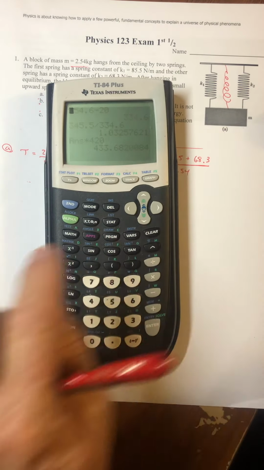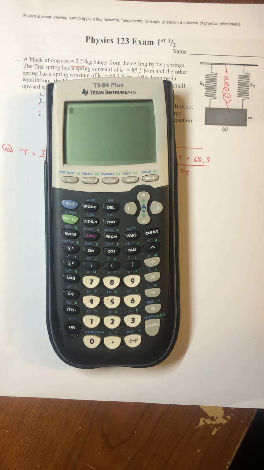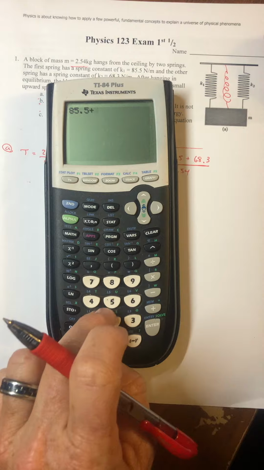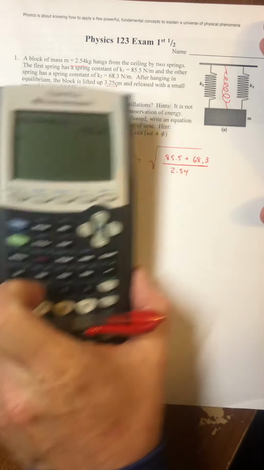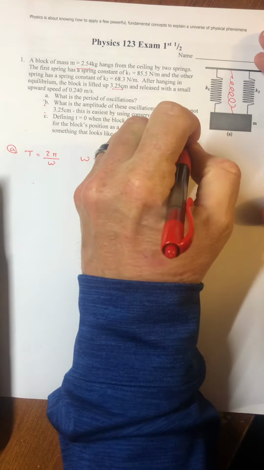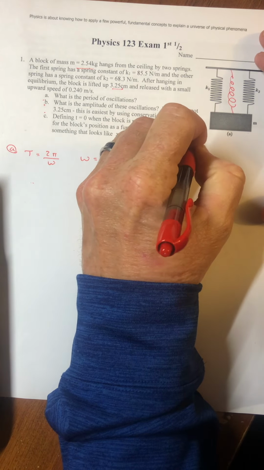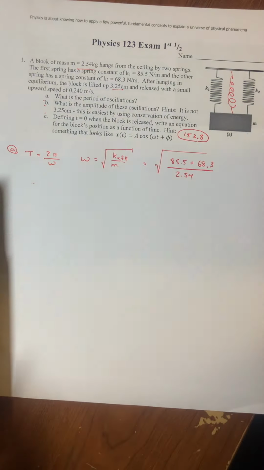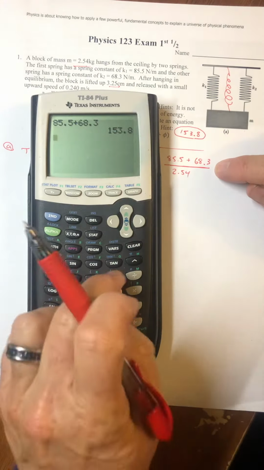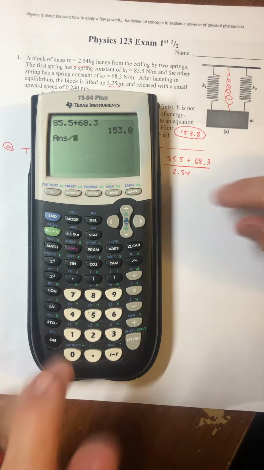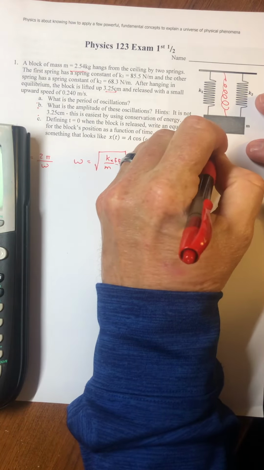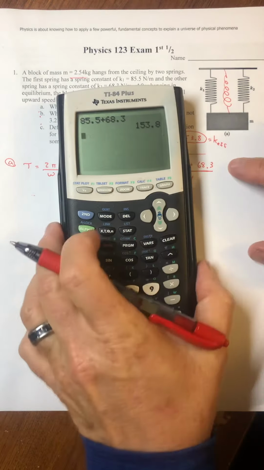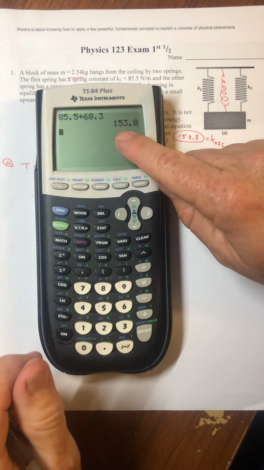Grabbing my calculator here, I'll add them together: 85.5 plus 68.3. Maybe I'll make a little note. I don't know if I'm going to need the total spring constant. Oh yeah, I think I will in B. But I'll just say that's what those two add together, the effective spring constant. So for the rest of the problem, I'll just think of it as one spring, with a spring constant of 153.8.